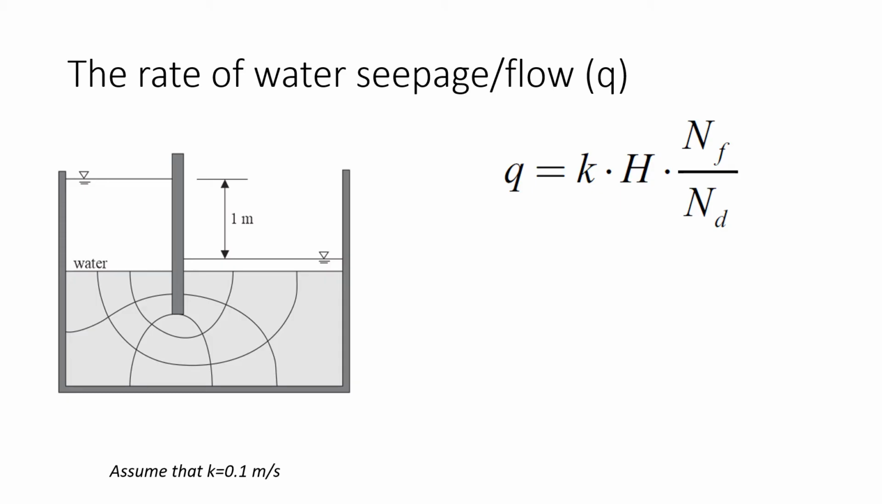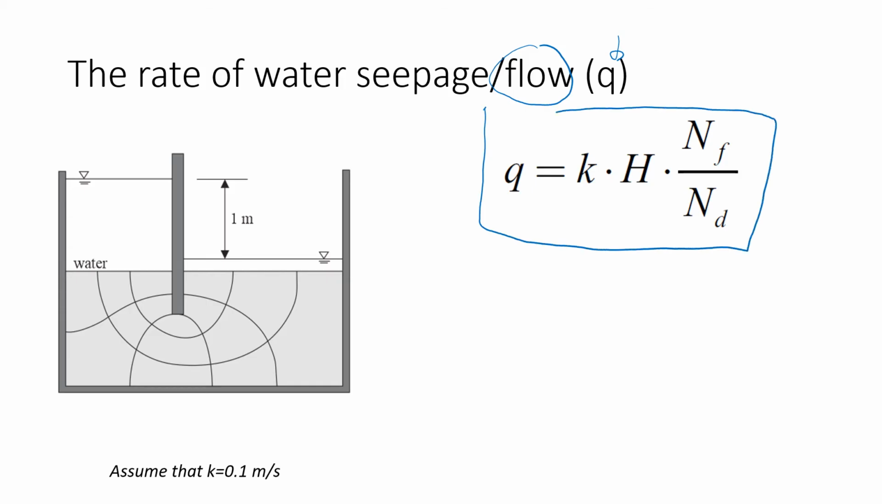Now let's see how we can use this flow net that we just drew to estimate the water seepage, sometimes called the rate of water flow. We use the letter Q to define it. To find this Q, the rate of seepage, we need to use this formula. There are a few things that we need to know. We need to know the coefficient of permeability, and in this case we're going to assume that it's equal to 0.1 meters per second. Then we need to know these numbers. NF stands for number of flow channels, and ND stands for number of drops.